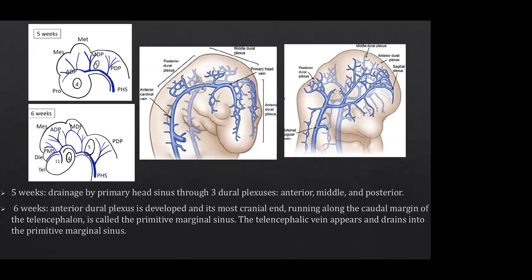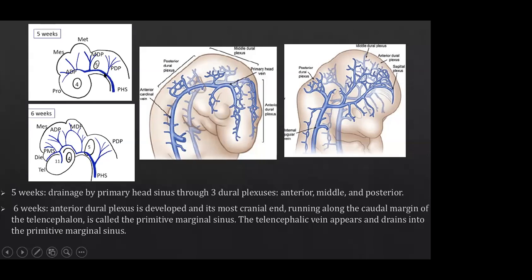So we have the anterior, the middle, and the posterior dorsal venous plexus, and they drain into the primitive head sinus, and this primitive head sinus eventually will drain via the cardinal veins, which is a precursor for the internal jugular vein, towards the heart.